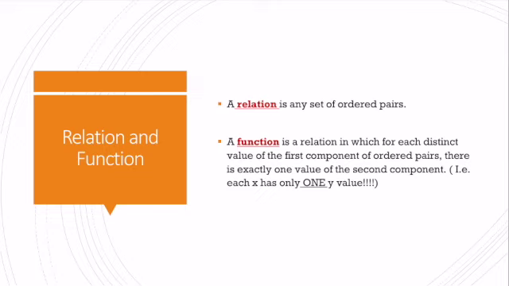Remember that a relation is any set of ordered pairs, and a function is a relation for which each pair has a distinct value of the first component for a distinct value of the second component, i.e. each x has only one y value, okay? That's the main thing. Each x has only one y value.